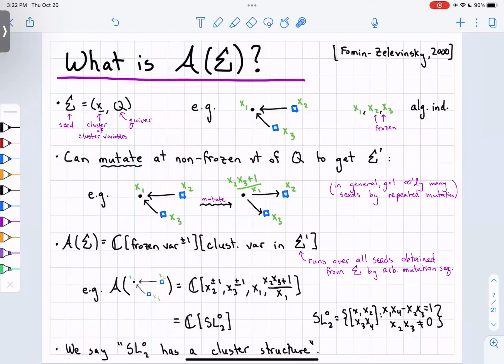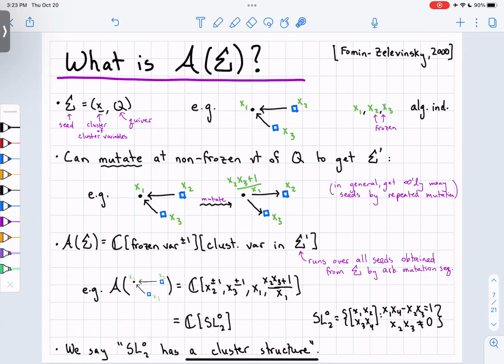Cluster algebras were first defined by Fomin and Zelevinsky around 2000. They were interested in understanding dual canonical bases and total positivity. Since then, cluster algebras have appeared in all kinds of fields, in a very broad range of topics. So I keep saying a cluster algebra is completely determined by the combinatorial information of an initial seed.